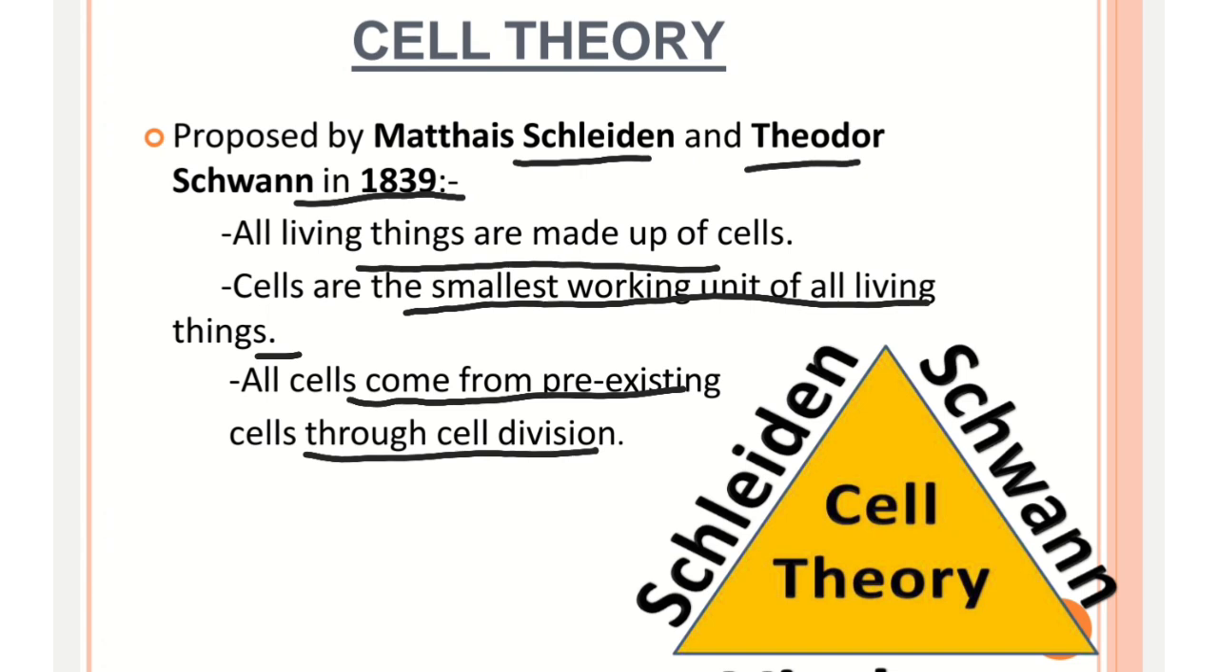So, Schleiden and Schwann introduced the idea that cells form the basis of life, and Virchow completed it by explaining how cells reproduce. This is known as the modern cell theory.